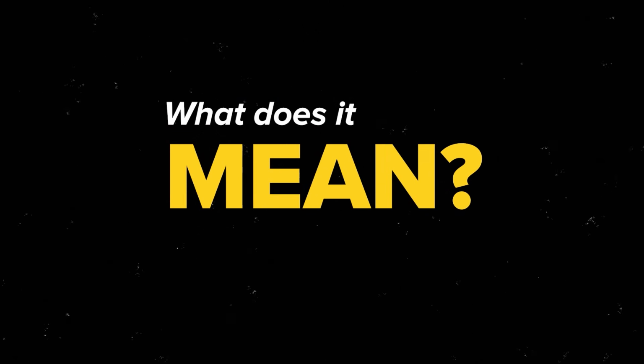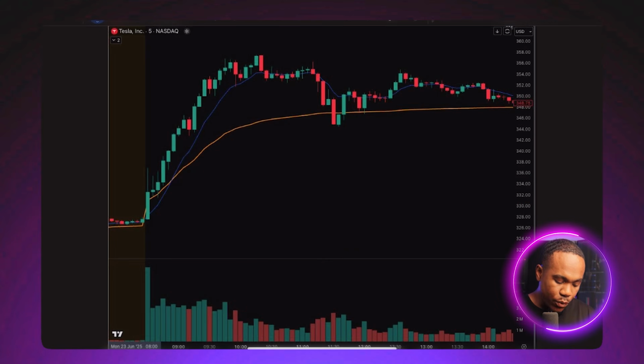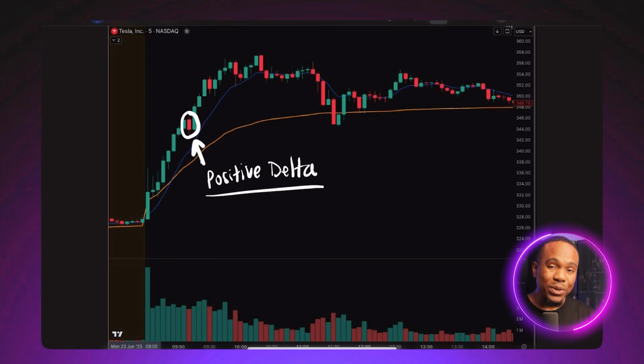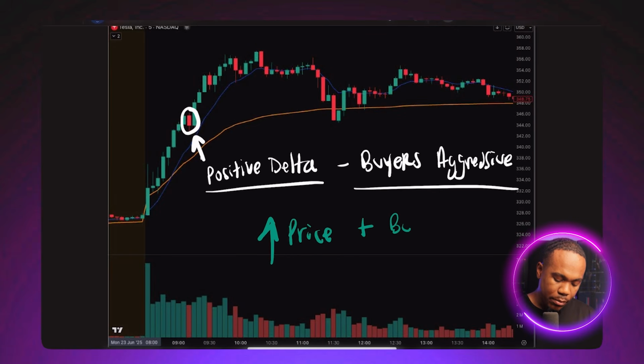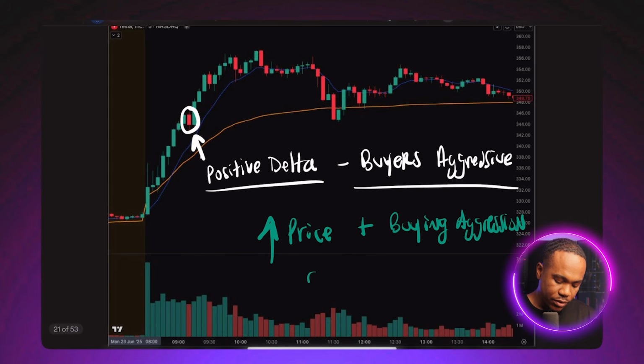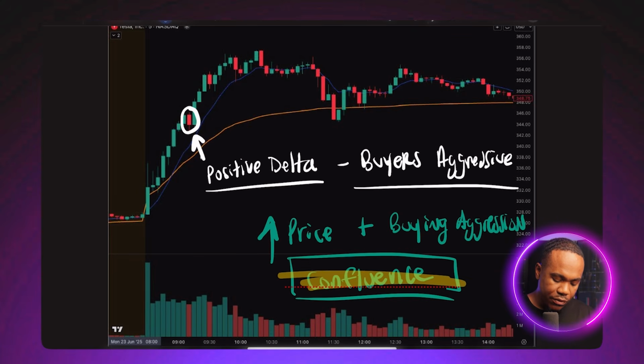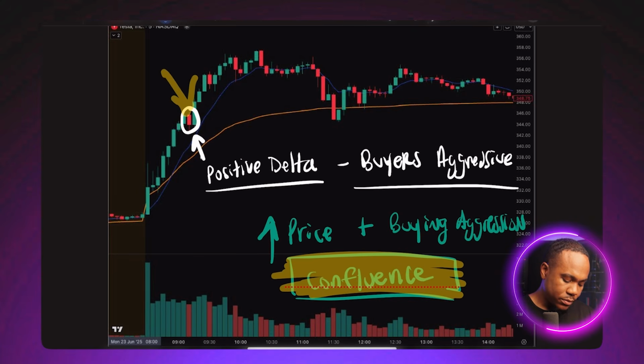So what does this all mean? This means that a red candle like this one can print on positive delta, meaning that even though price went down, the buyers were more aggressive than the sellers. And this is the key right here, because if price is up plus buying aggression, this is confluence. And this is where the confidence comes in to hold in this scenario.